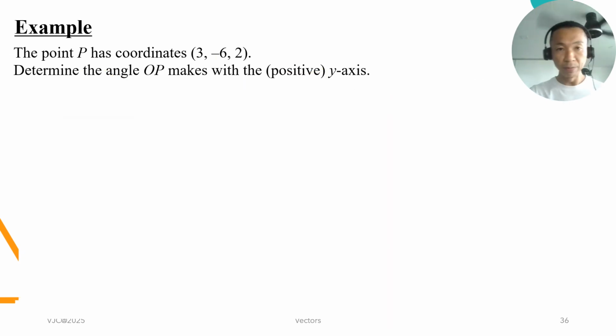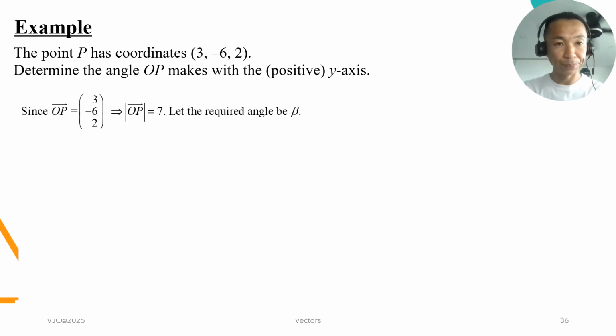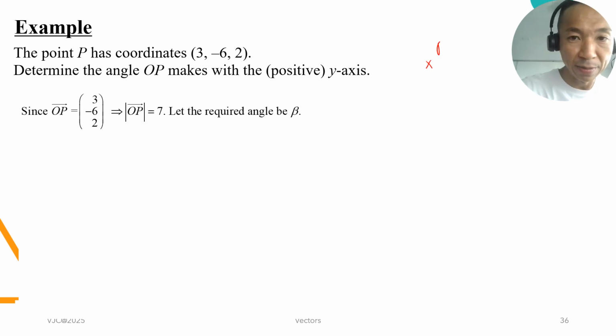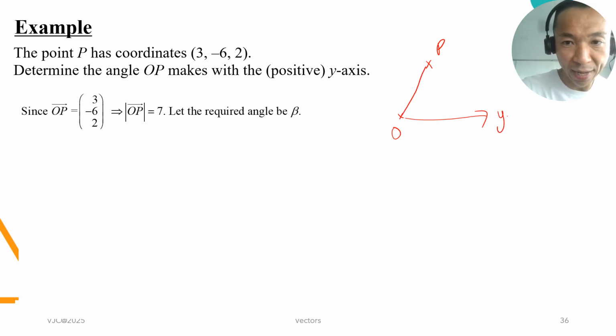Let's use an example to take a look at how we do this. Let's say a point P has coordinates 3, -6, 2. Find the angle that OP makes with the positive y-axis. Before we start, we can see this is P, this is O, and you want the angle this makes with the positive y-axis here.